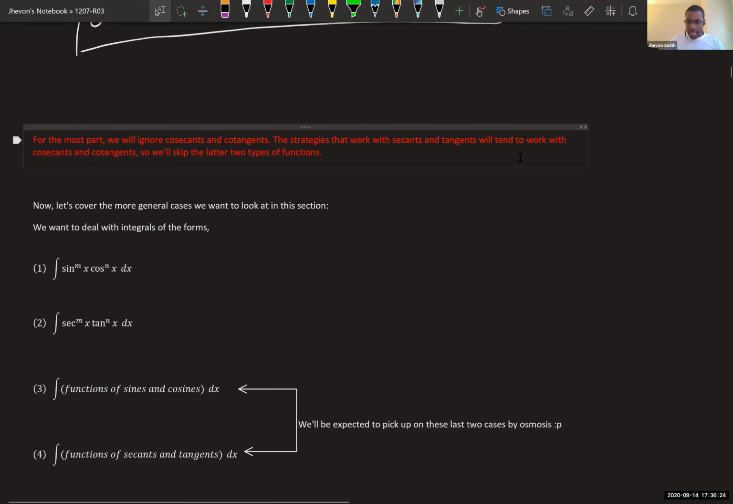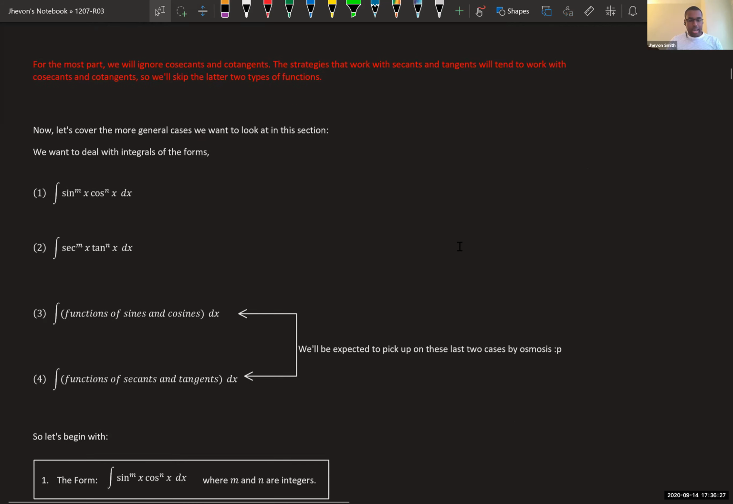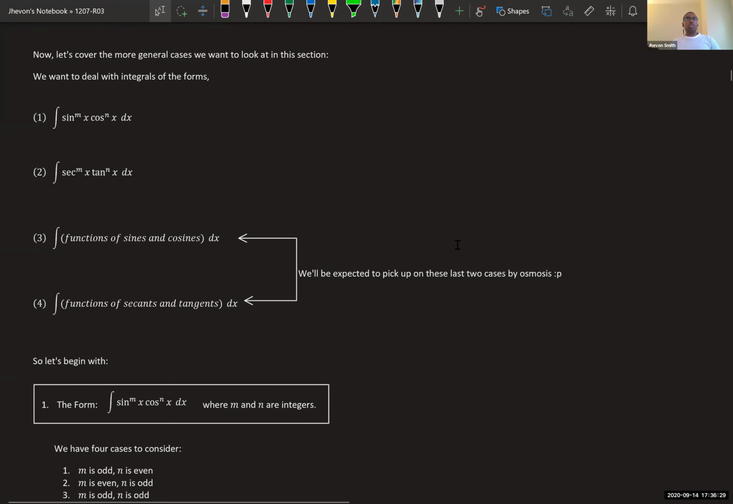As I mentioned here, and that's again mentioned here in red, we're not going to focus too much on cosecants and cotangents because they behave very similarly to secants and tangents. So if I teach you how to deal with secants and tangents, you'll automatically know how to deal with cosecants and cotangents. The cotangent is going to behave a lot like the tangent, and the cosecant a lot like the secant, at least when it comes to calculus and how you'd manipulate them algebraically. So you really need to only know about secants and tangents for this class.